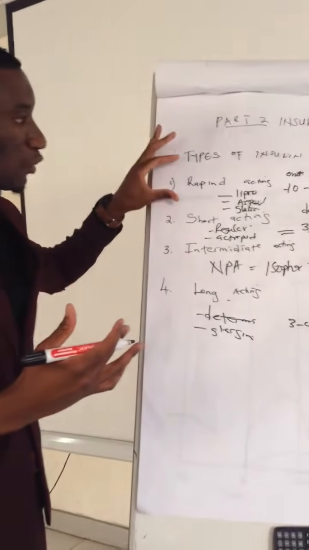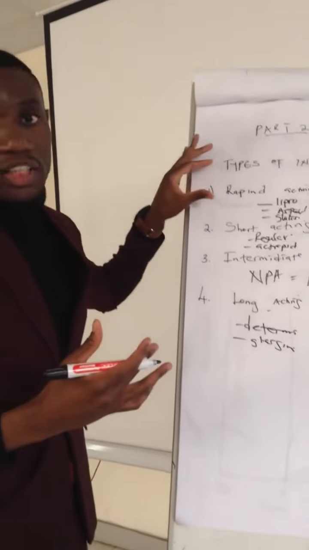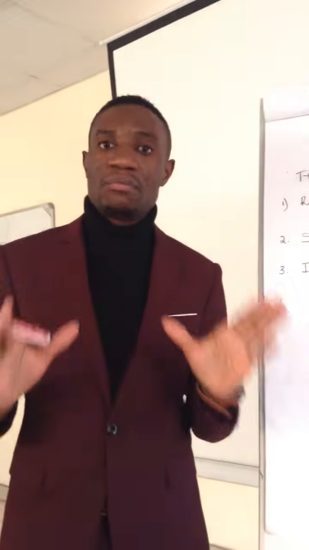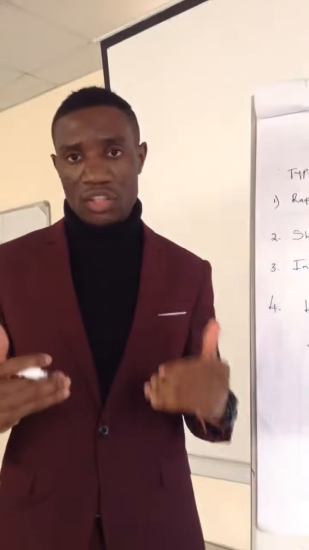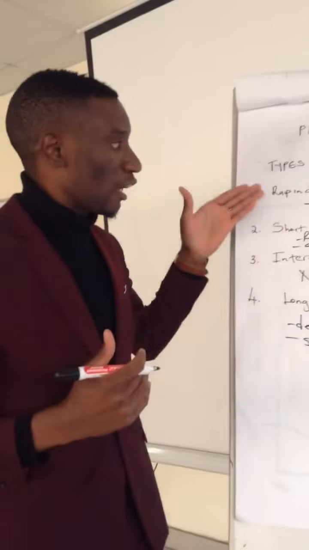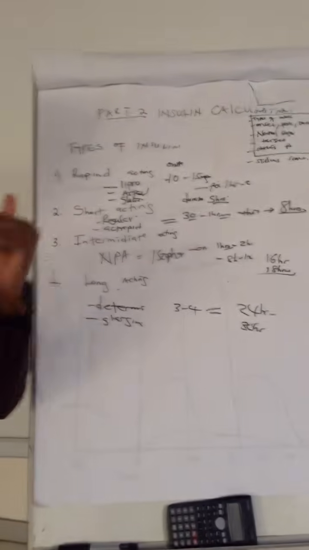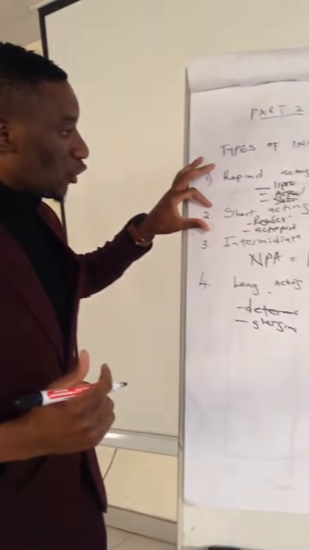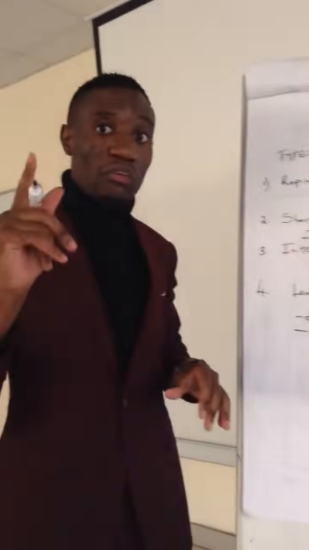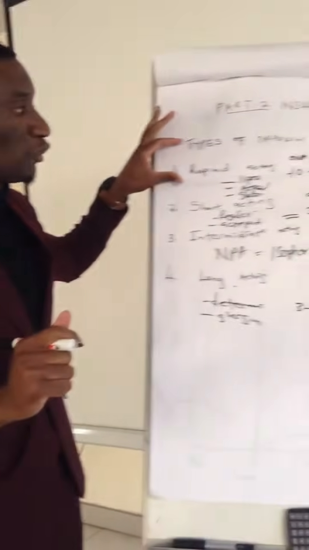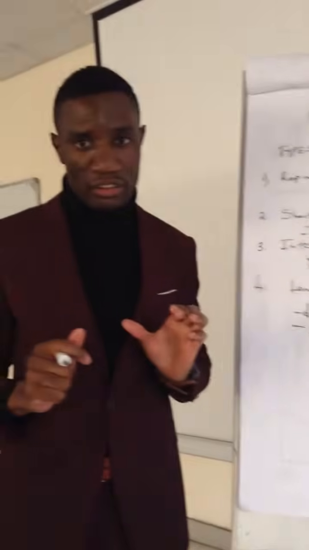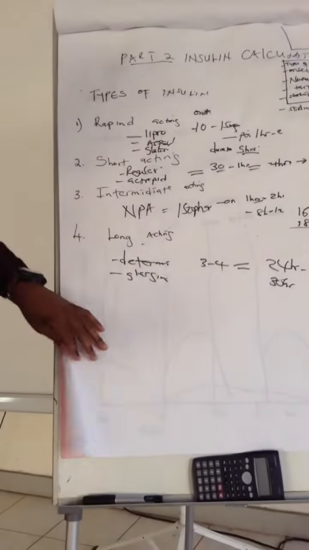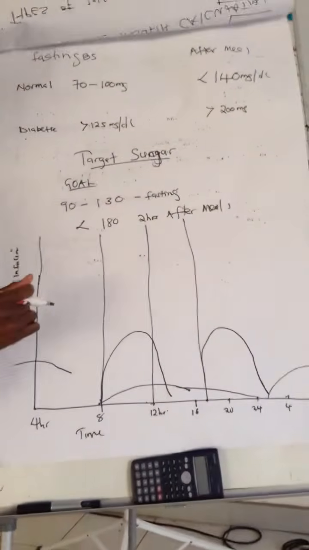So the better one here is rapid-acting insulin, because rapid-acting insulins can easily mimic the body's physiological insulin secretion. They are close to the way your body secretes insulin when you eat or between meals. The short-acting is not that close. So the best regimen is when you're using the rapid-acting insulin. But I will tell you now how you use them, basically. So let's go to the next page.